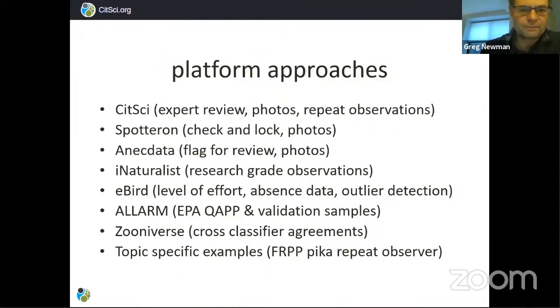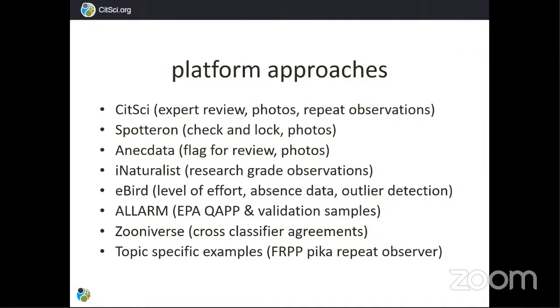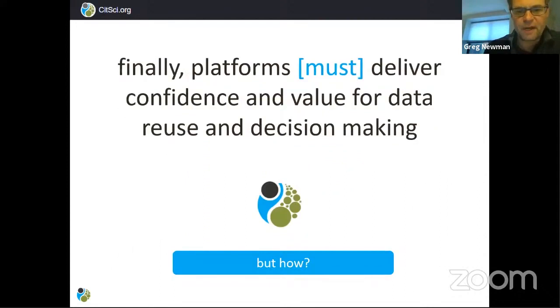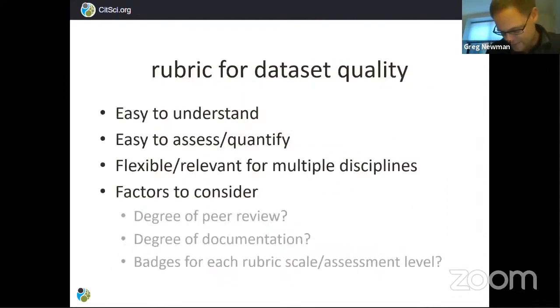So in general, platforms are using a variety of these approaches, from our own platform with expert review, photos, and repeat observations. And Greg, I'm sorry, the 10 minutes are up. Thank you. I'm so sorry. I will finish there. I thought I had my timer on, and I apologize. So we'll keep it there.